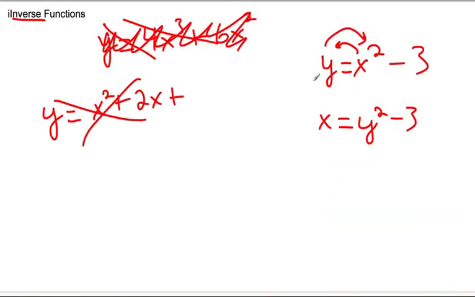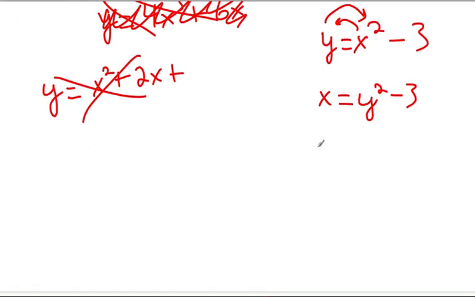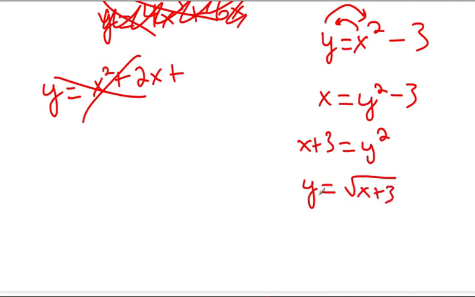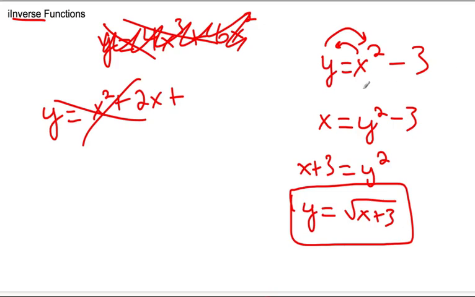An inverse function basically requires you to swap the values of the two variables. And now we got to solve for it. So we get x plus 3 equals y squared, and then we get y equals the square root of x plus 3. And this is a surefire method to solve for inverse functions.